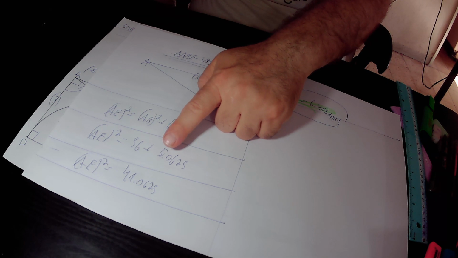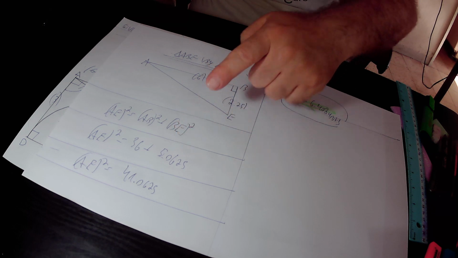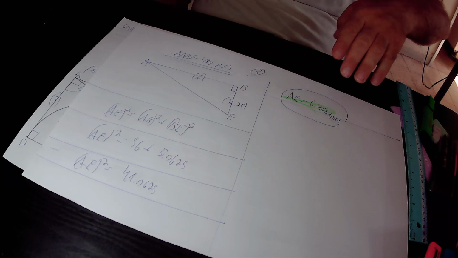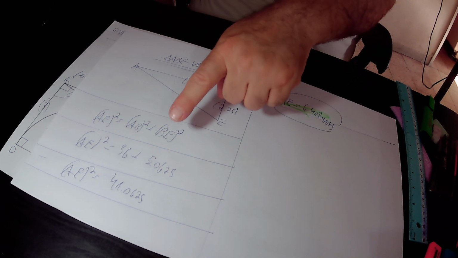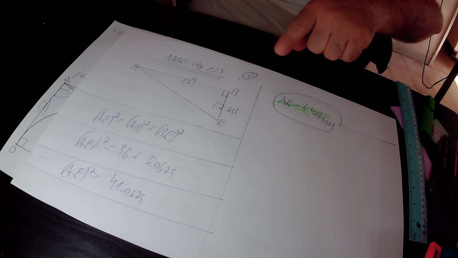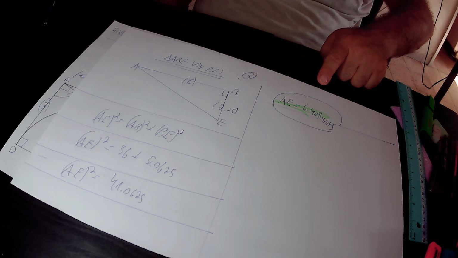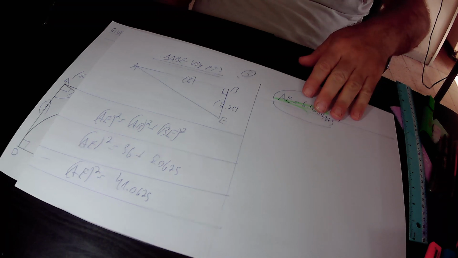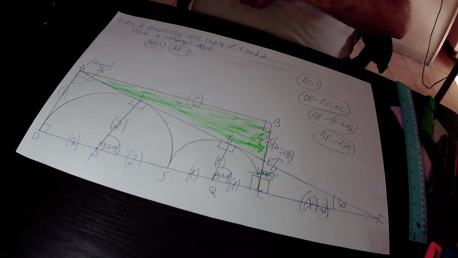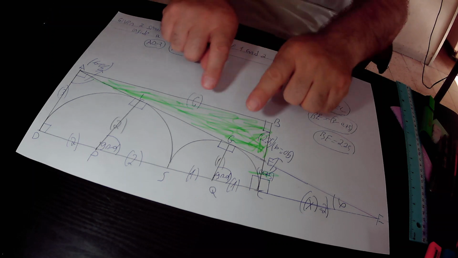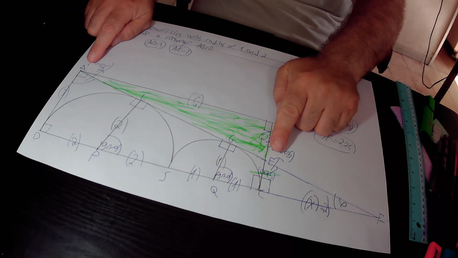Here we took the square root of both sides of this equation and found that the missing side AE, which is also the hypotenuse, equals the square root of 41.0625, which is approximately 6.408 units. To repeat, the length of this side AE is 6.408 units. Okay, thank you very much.